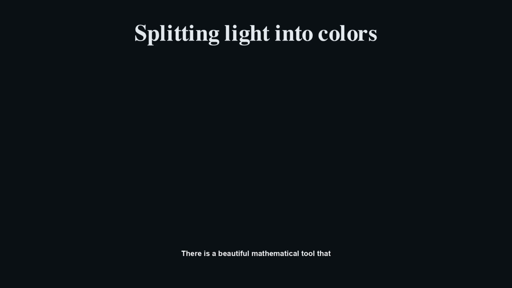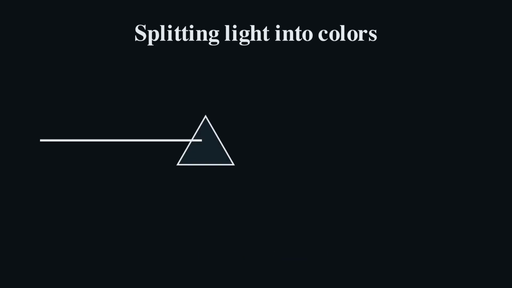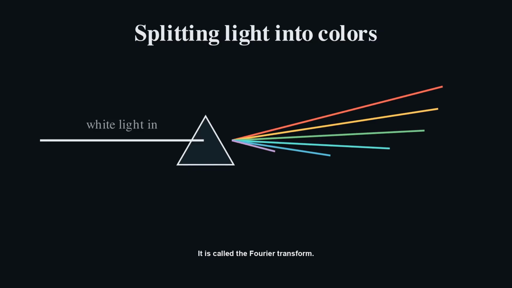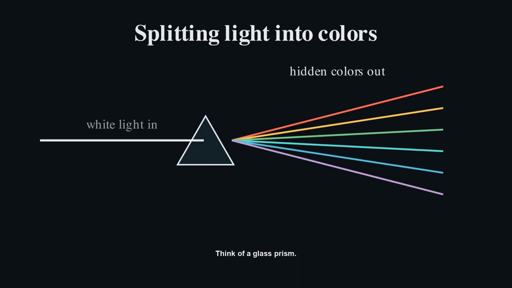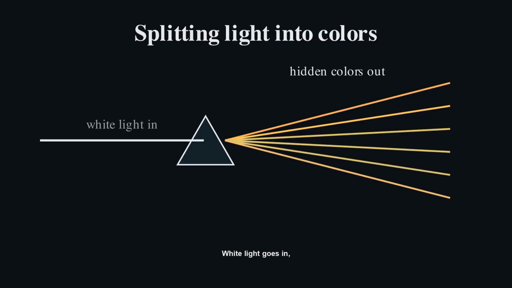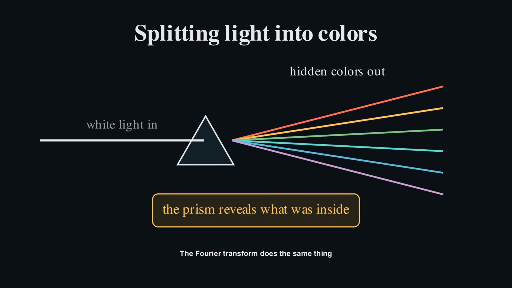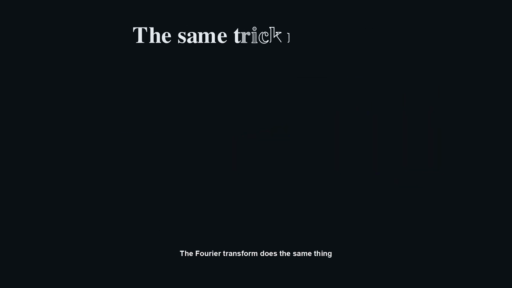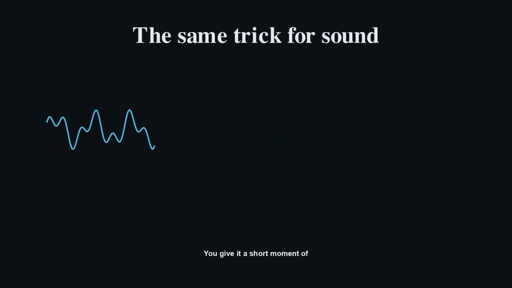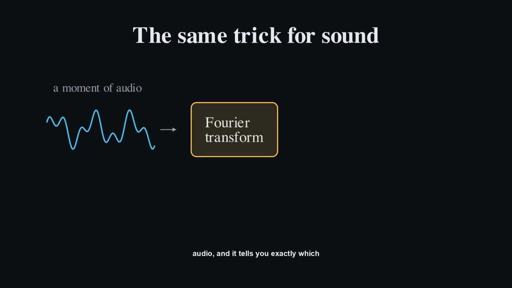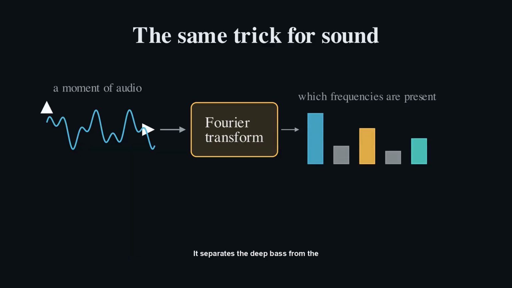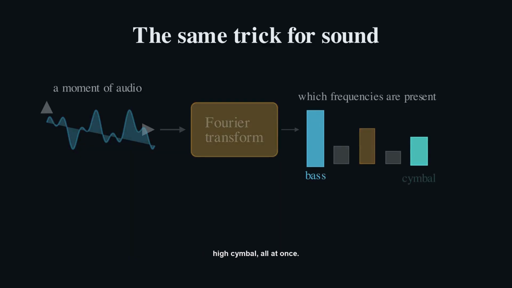There is a beautiful mathematical tool that solves this. It is called the Fourier transform. Think of a glass prism. White light goes in, and a rainbow of colors comes out. The prism reveals the colors that were hidden inside. The Fourier transform does the same thing for sound. You give it a short moment of audio, and it tells you exactly which frequencies are present. It separates the deep bass from the high cymbal, all at once.